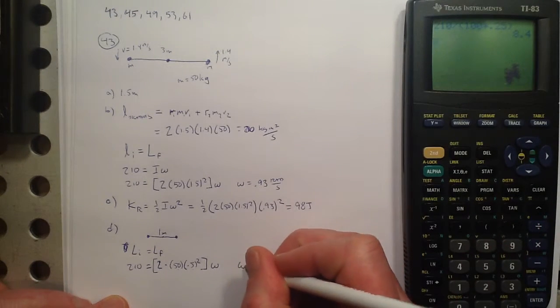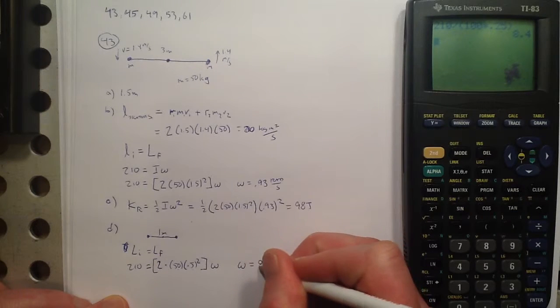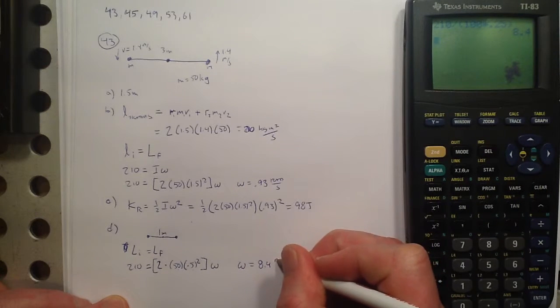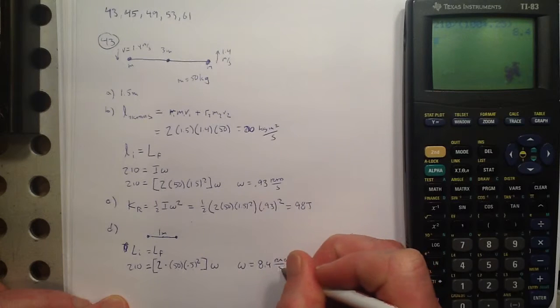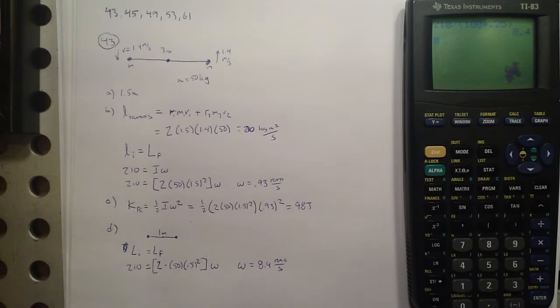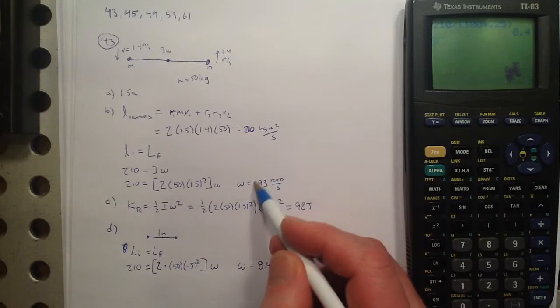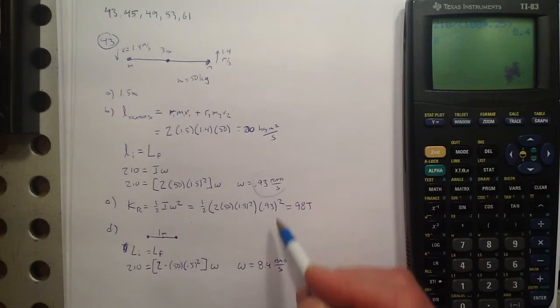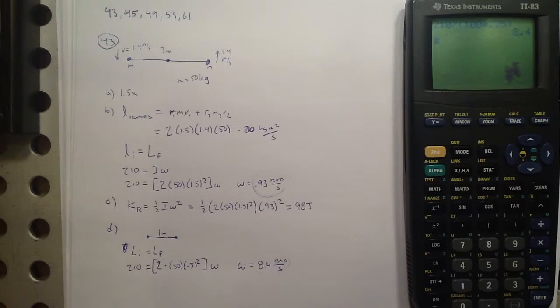So the new angular velocity is 8.4 radians per second. I think that's what they were asking for? Yes, in part D. And notice here, compared to their original angular velocity, that's a big increase. So why did that happen? They significantly decreased their moment of inertia, so that's going to increase their angular velocity.